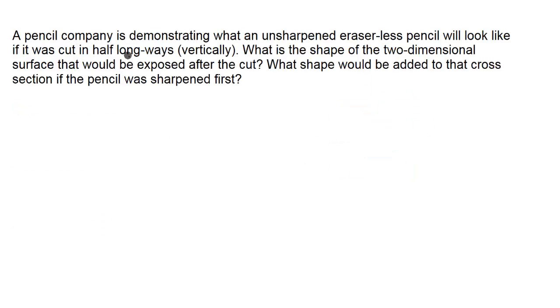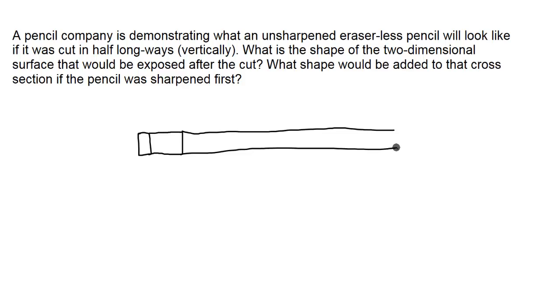So here we have a pencil company that is cutting a pencil in half long ways. So let's say this is the eraser, and this might be a little metal part at the end by the eraser, and then we have the long pencil here. And to start, which is really important, it says that the pencil is not sharpened, so it's going to come to like a corner here. It's not going to be sharp. It's not going to come to a point.